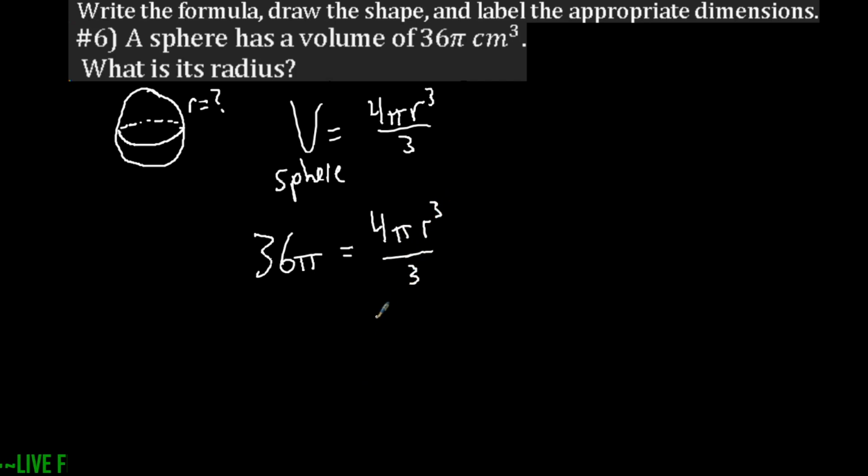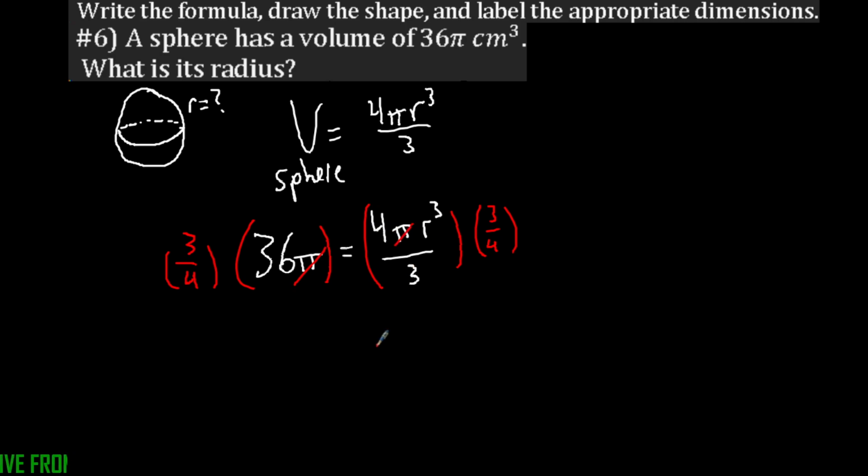So even though we don't have radius, we can still solve for it. Because what we have to do is multiply by the reciprocal to get rid of this fraction. So what I'm going to do first is multiply by 3 over 4 to both sides to get rid of this fraction. And also too, I can divide both sides by pi to be able to cancel those out.